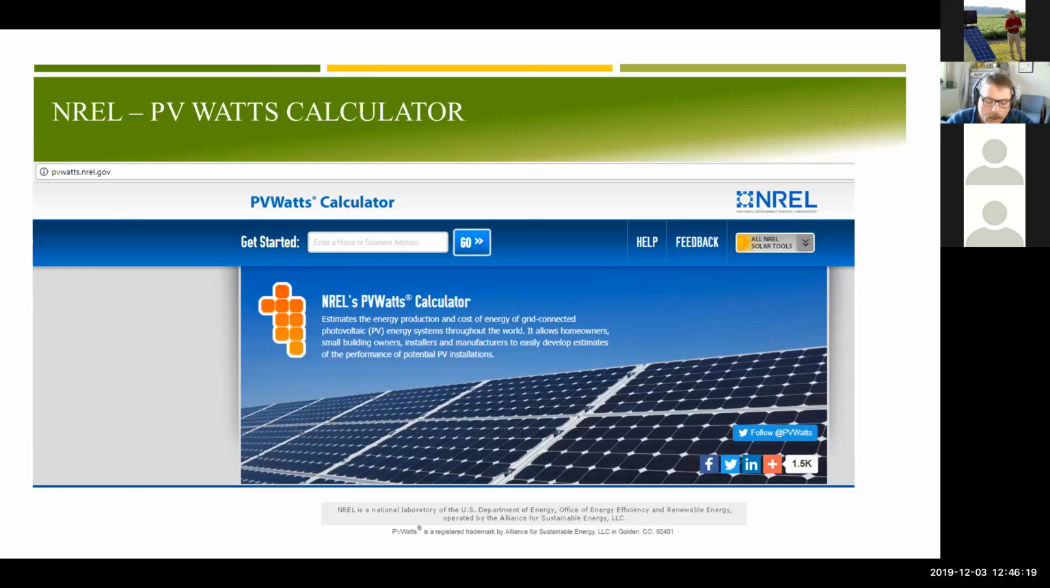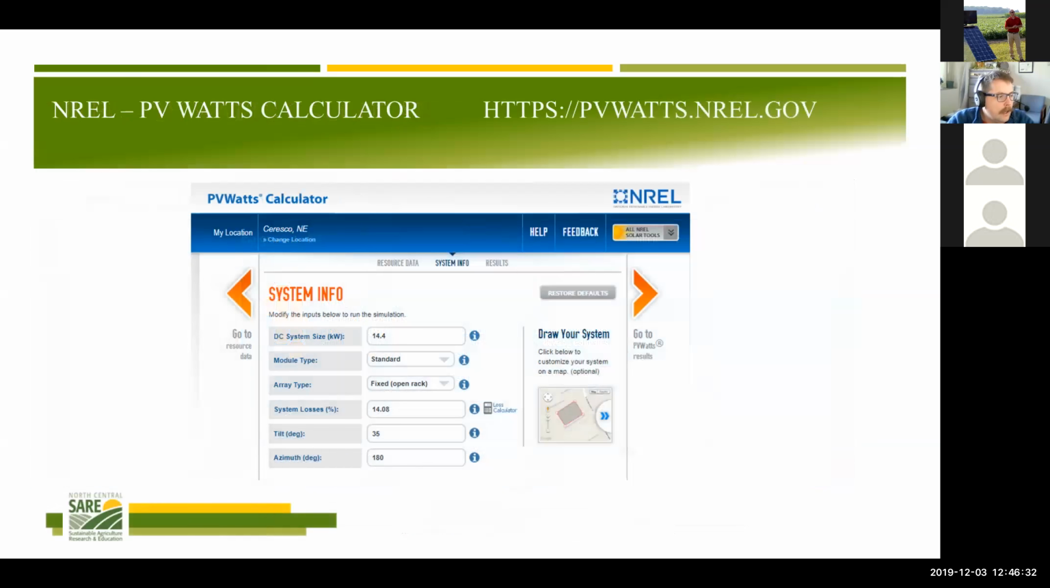So another way to run this is to go online and run the PVWatts calculator. This is a free calculator that the National Renewable Energy Lab has. And you simply put in your location and then put in the size of the system. You can make a few changes if you want, depending on if you know what tilt angle it is and what direction it faces and some of that. And you can make an estimate.